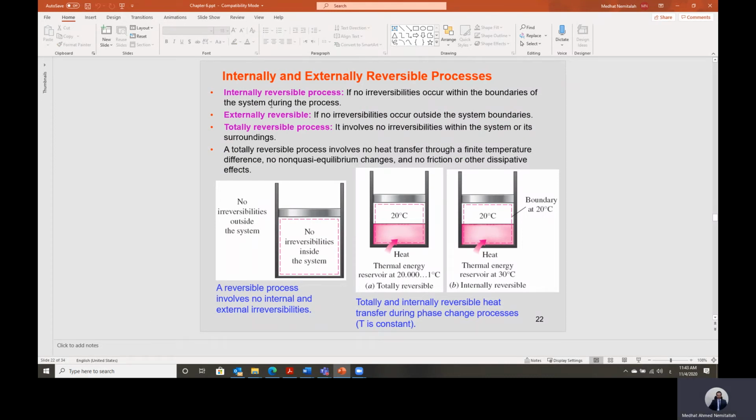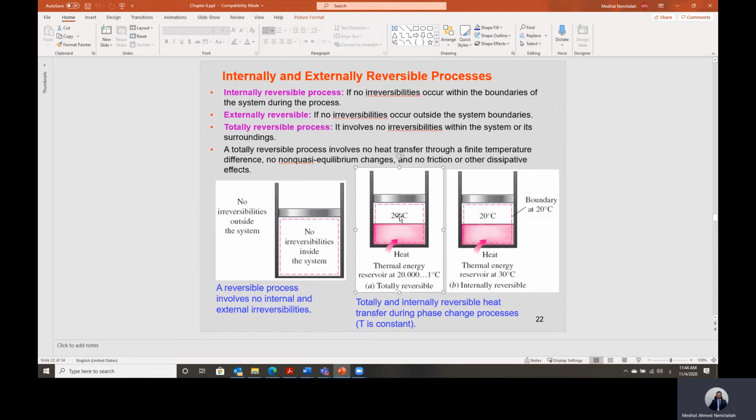We do have the reversible process. We call it an internally reversible process when no irreversibilities occur within the system itself. We have an externally reversible process when no irreversibilities or losses occur outside the system boundary. We call the process a totally reversible process when we don't have any irreversibilities either within the system or outside the boundaries, in the surrounding medium. So we don't have any irreversibilities inside or outside the system. We call this a totally reversible process.